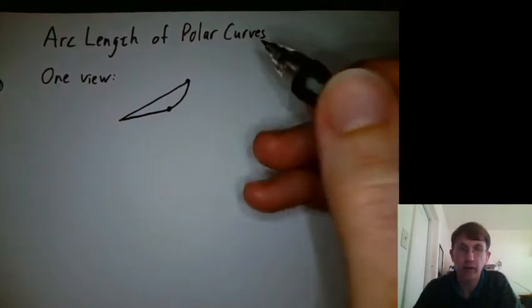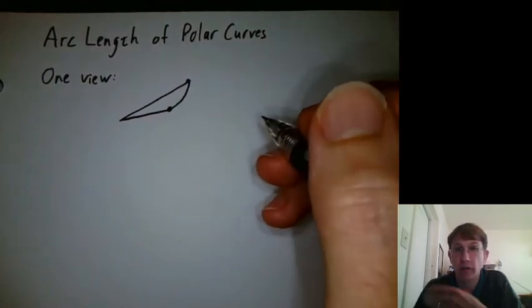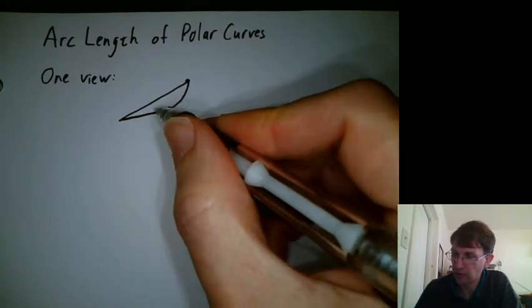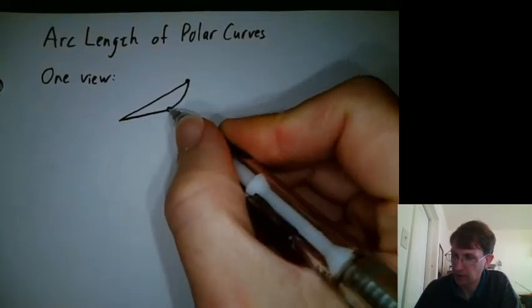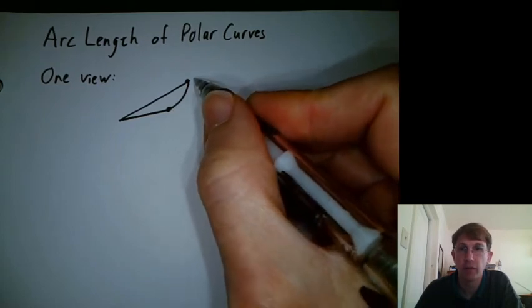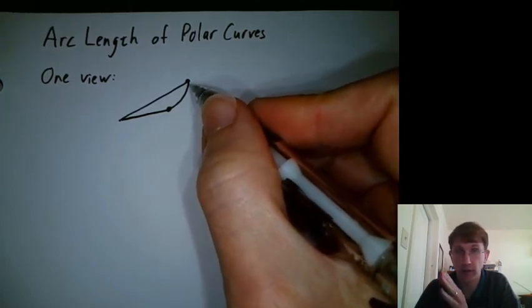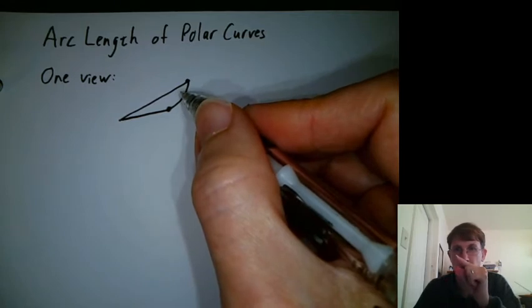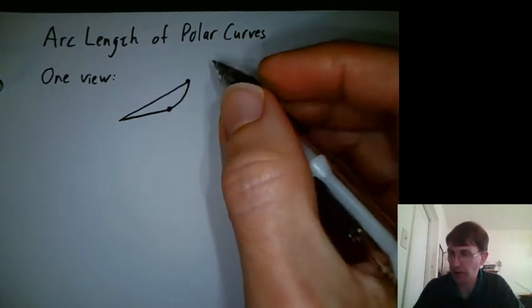Let's look at arc lengths for polar curves. We'll actually look at three views of it. One view, let's say we have this point here and that point here, and we want to say what's the length of that curve between them, all in one shot. This is just a small slice of a larger curve.